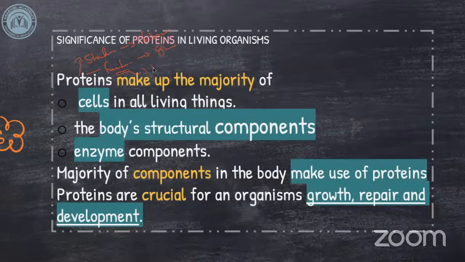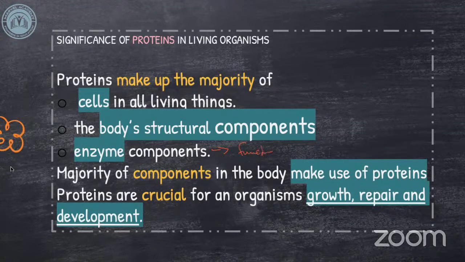Function means like hormones, right? Hormones, and so on. Structural proteins are related to body structure, like connective tissues, and so on. The body's structural components and also enzymes. I told you about these enzyme components, children, this is a functional protein, okay? Then the majority of the components in the body make use of proteins.